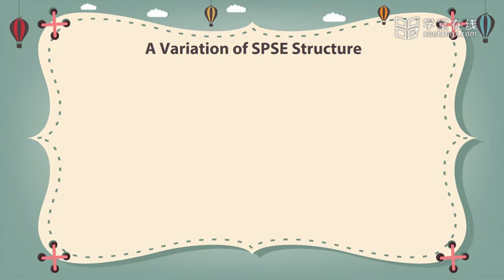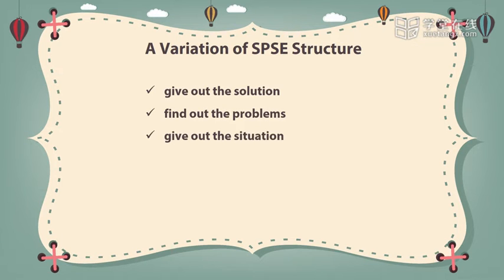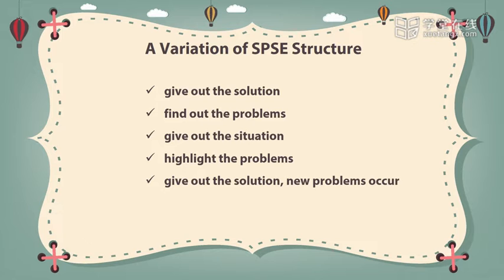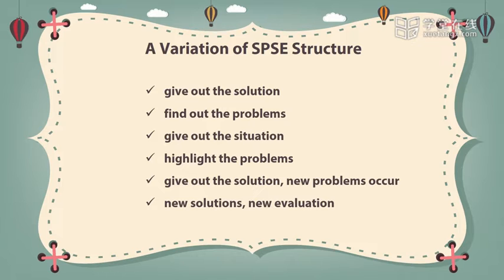Well, there is a variation of this SPSE structure. We give out the situation, we highlight the problems, we give our solution, and when we are testing it, there are new problems that might appear, as you were saying. And so here we add a new step in this structure, which is the new problems, and these require new solutions, which require a new evaluation. I prefer this variation. I think this kind of situation happens more often in doing research.